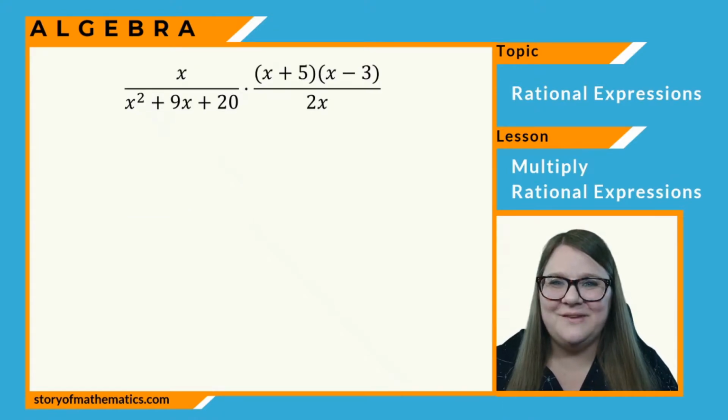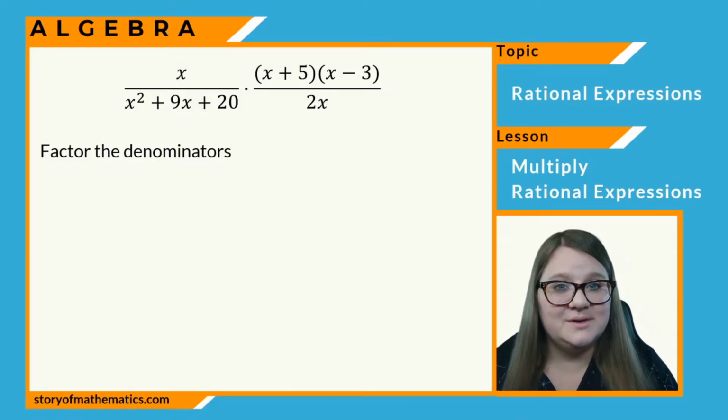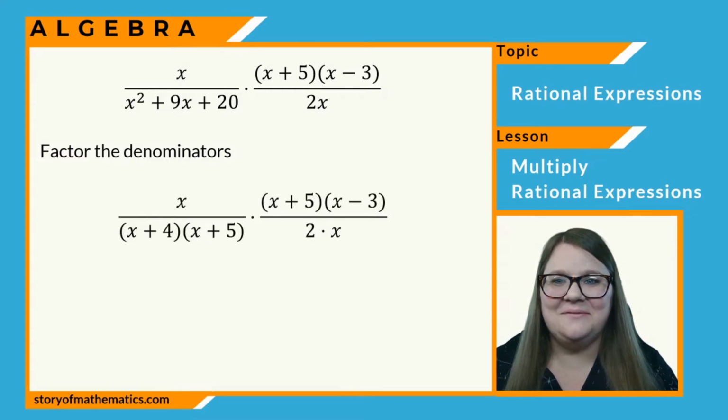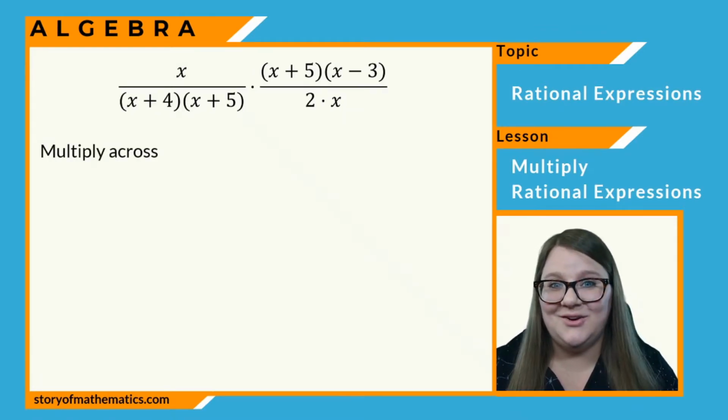Now we can continue factoring, this time the denominators. Looking at that first fraction, we need to find two numbers that multiply to 20 and add to 9. Those numbers are going to be 5 and 4. So now that we've written this out in its factored form, both the numerators and the denominators, we're going to be able to multiply straight across.